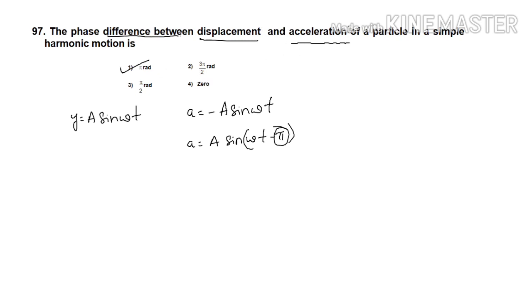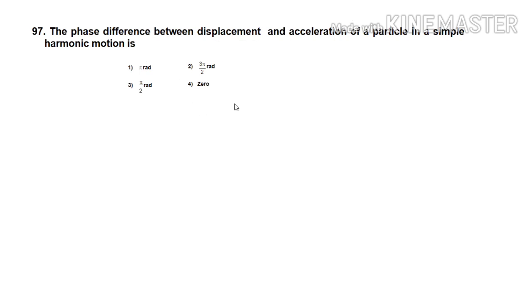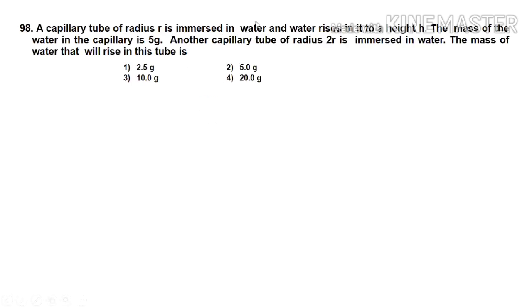Okay. So now we'll move to the next question. Question number 98. A capillary tube of radius r is immersed in water and the water rises in it to a height h. The mass of the water in the capillary is 5 gram. Another capillary tube of radius. See here, initial radius is given as r, and after that the radius is doubled. So initial height is h and the mass is 5 gram. So now, the mass of the water that will rise.